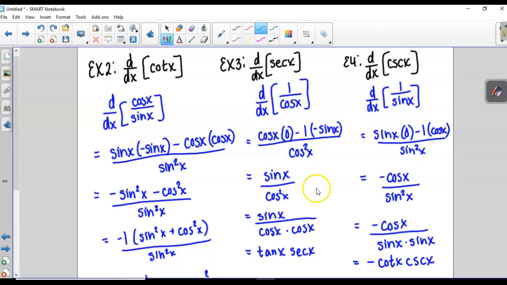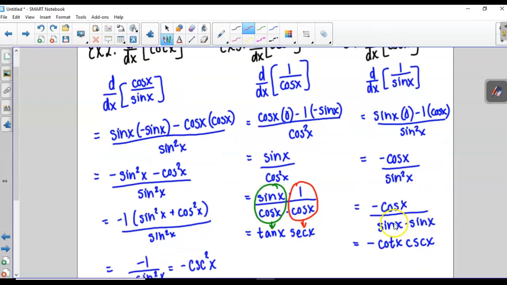For the derivative of secant and cosecant, you're going to do the same thing. Derivative of 1 is 0, so this part goes away. You end up with sine x over cosine squared x. Cosine squared x is like having cosine x and cosine x. So what you're doing here is sine x over cosine x. That is tangent x. And we could put a 1 right here, because we could multiply by 1. And that 1 over cosine x, that's secant x.